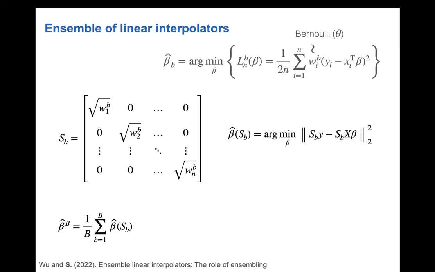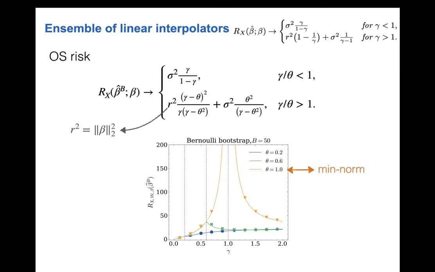Okay, so a lot of the theoretical tools we established in the previous paper can also be utilized here to analyze the ensemble of linear interpolators. But a significant challenge here is that each beta hat, each sketch estimator, is not necessarily independent of the other sketch estimators. So you have to take this dependency into consideration. This actually creates a lot of problems technically.